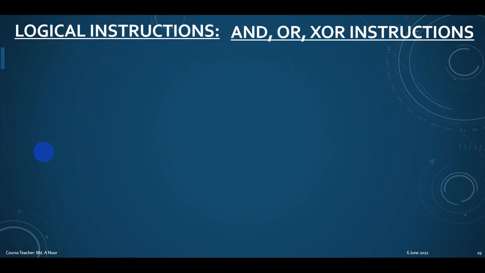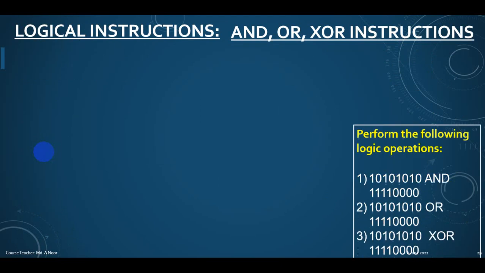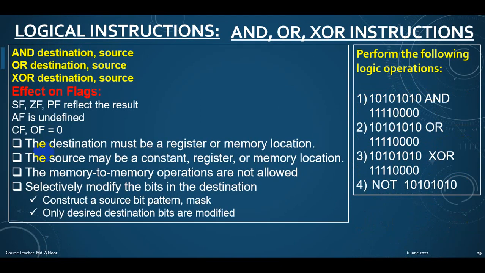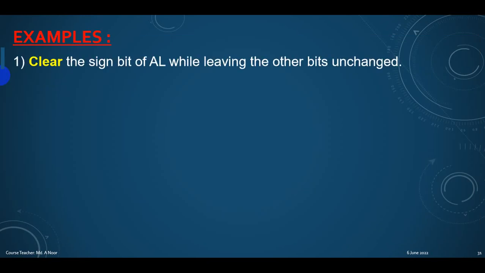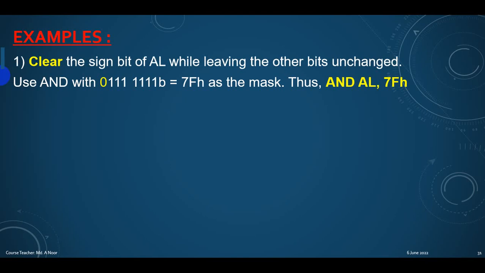Finally, we have some logical instructions: AND, OR, XOR. They perform logical operations. Okay. The detailed description you can find, I think, on the software. The AND instruction can be used to clear specific destination bits while preserving the others. A 0 mask bit clears the corresponding destination bit. A 1 mask bit preserves the corresponding destination bit. So this is an operation. Okay. So clear the sign bit of AL while leaving the other bits unchanged.